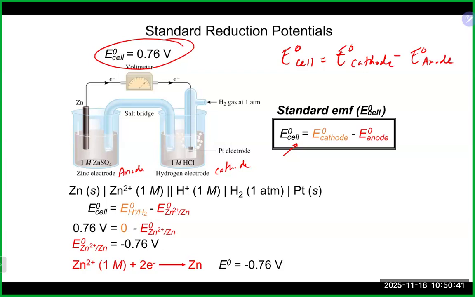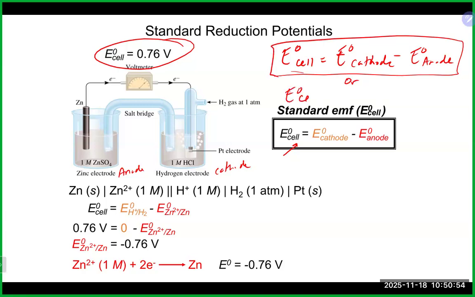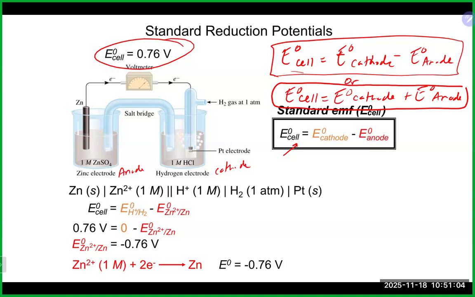Now, there are two versions of this equation that people sometimes use. They will use this version here, or they may use E of the cell is equal to E of the cathode plus E of the anode. You may be saying, well, that seems kind of weird. It looks like the same equation, but one's plus and one's minus. And there is a reason why one is minus and one is plus.